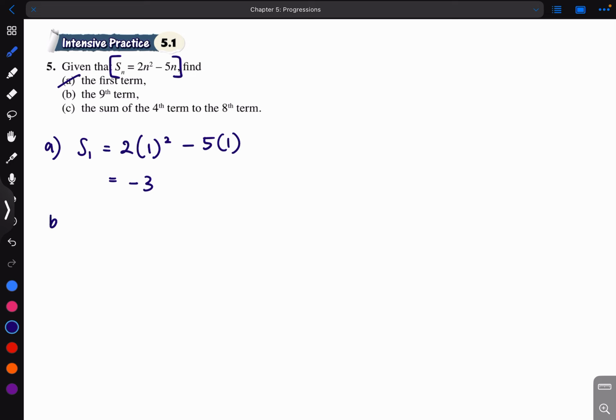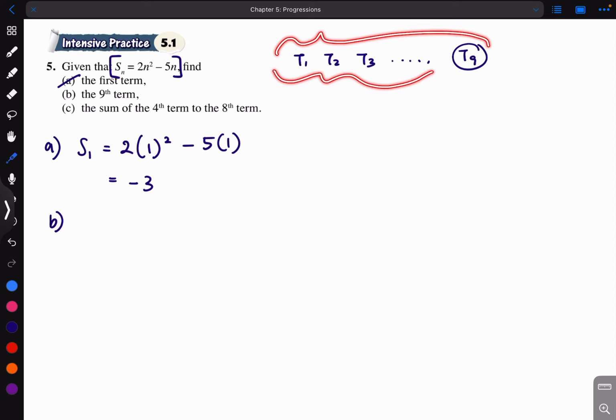Next, B, the ninth term. Okay, so this is the formula for the sum of the first n terms. So if you want to find the ninth term, let's say T1, T2, T3, and so on, we want to find T9. What we can do is find S9 minus S8 to get us T9, because we only have the formula for Sn. So you need to find the sum of the first 9 terms, and then you minus off the first 8 terms, you will get the 9th term. So we can say T9 is S9 minus S8.